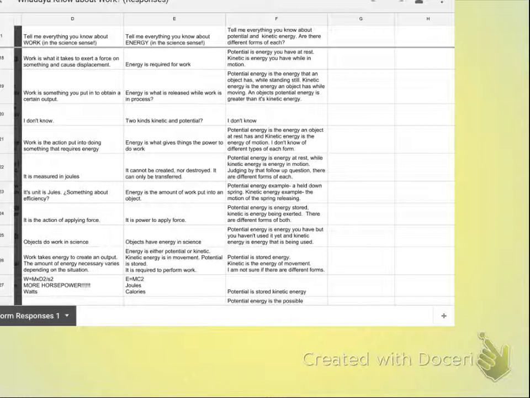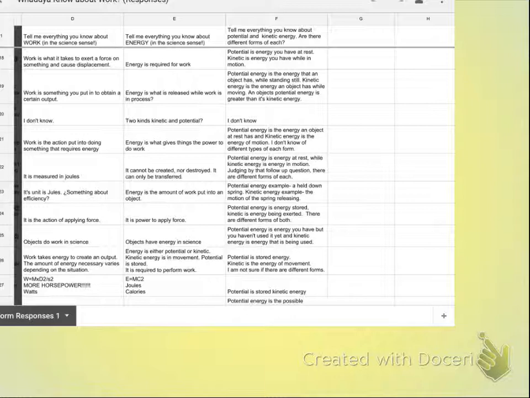It can't be destroyed or created. It can be transferred. That's true. Energy is the amount of work that you put into an object. It's the power to apply force. Objects have energy. Energy is either potential or kinetic. Movement versus stored, required to perform work. E equals mc squared. Joules and calories. Yeah, interestingly enough, energy and work are measured in the same units. They're both measured in joules, which points to a deeper underlying truth.